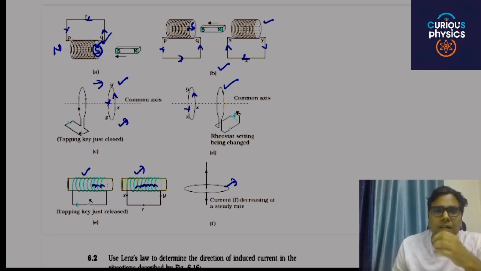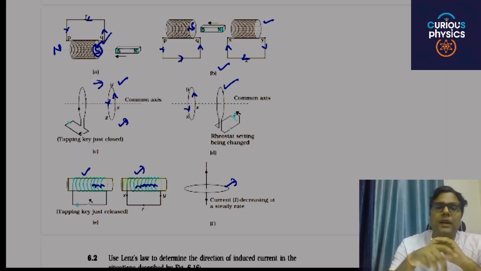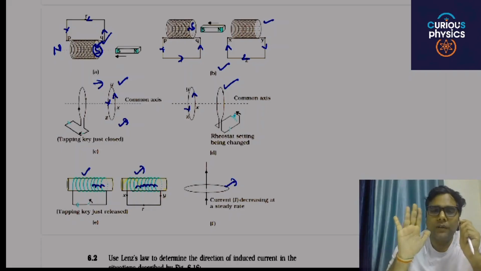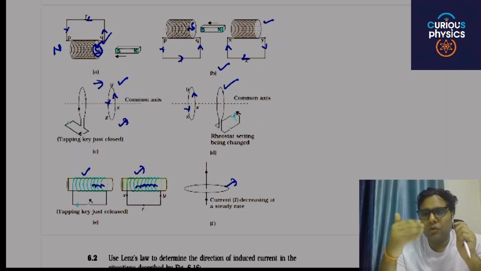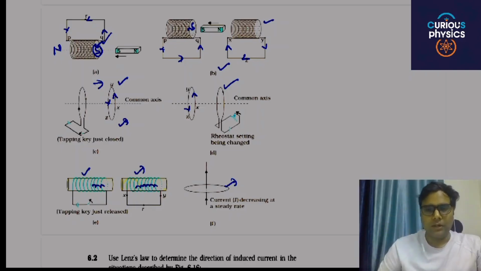You have to just find the direction. And the basic rule to find the direction of magnetic field: curl your fingers in the direction of current, and your thumb will show you the direction of magnetic field. Are you able to understand my point or not?